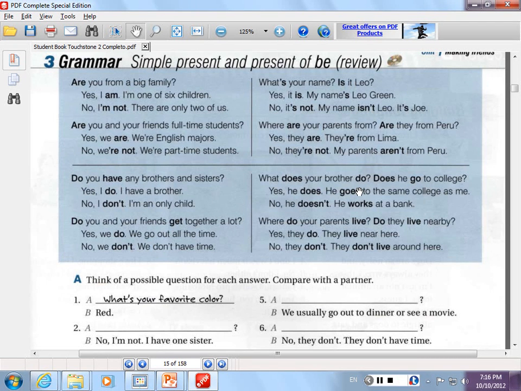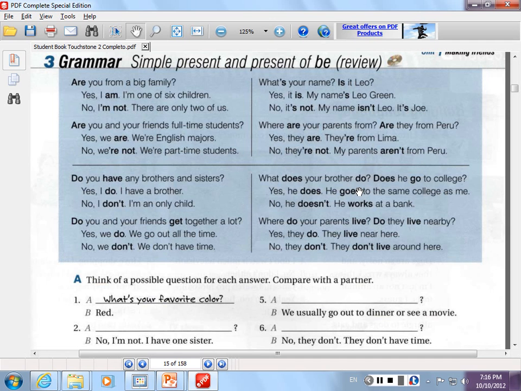The first one, are you from a big family? Yes, I am. I am one of 6 children. So it means أنا أحد 6 أولاد أو أطفال. No, I'm not. There are only 2 of us. Okay, so عائلتي ليست كبيرة. Not a big family. نحن فقط 2.